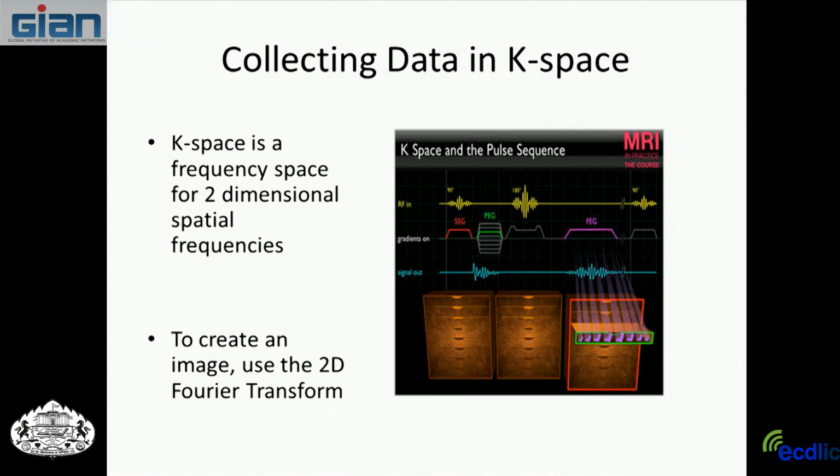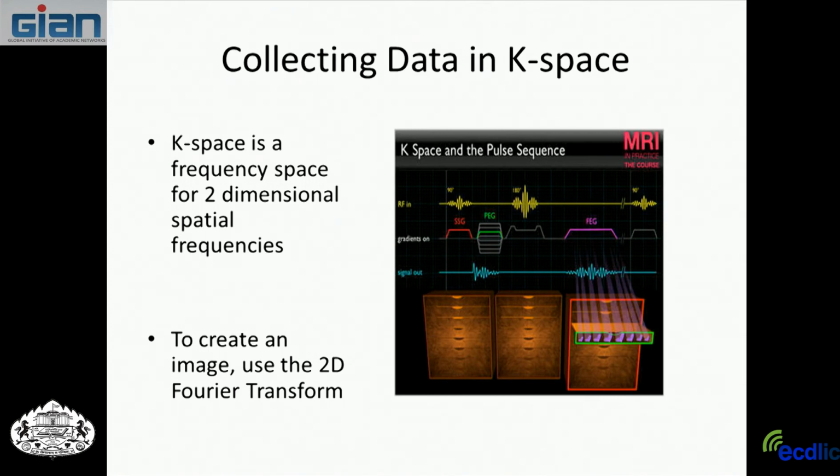Okay, so again, here's the pulse sequence, and here's how we might collect these. K-space is a frequency space for two-dimensional spatial frequencies. And if you remember when we were talking about frequencies yesterday, we said we can use the Fourier transform to go back and forth between a time domain and a frequency domain. So now we're going to use the same Fourier transform, but we're going to use it spatially to go back and forth between a two-dimensional frequency space and what we're going to call our image space.